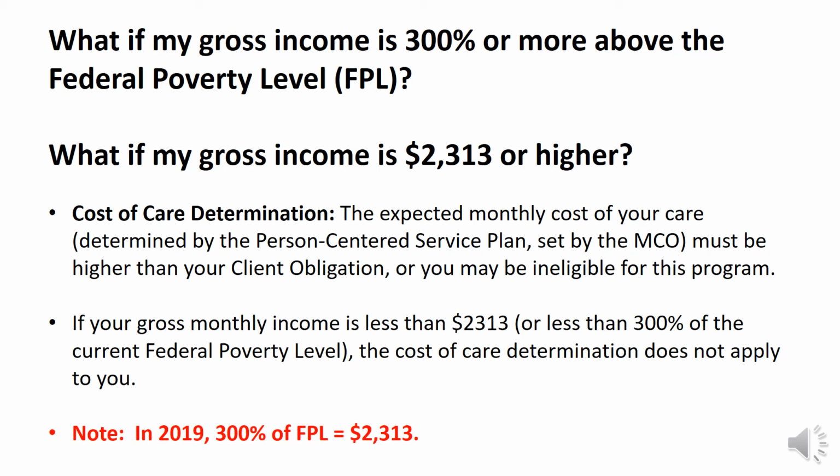The expected monthly cost of your care, which is going to be determined by the person-centered service plan that's set by the MCO, must be higher than your client obligation, or you may be ineligible for this program. However, if your gross monthly income is less than 300% of the current federal poverty level, which in 2019 happens to be $2,313 a month, then this cost of care determination does not apply to you.